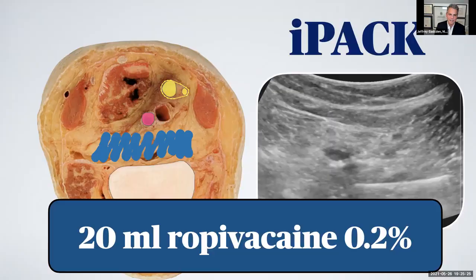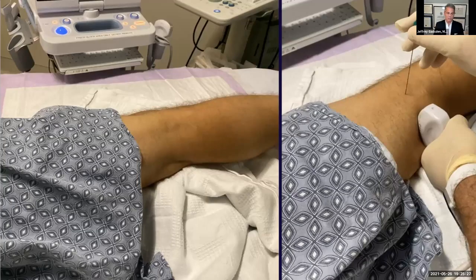So this is the iPACK. I like to do this in the lateral position. So I'll have the patient sitting for the spinal, then I'll tip them over for their iPACK. This is the first block I'll do. Put the probe behind the knee. Ergonomics are really easy.